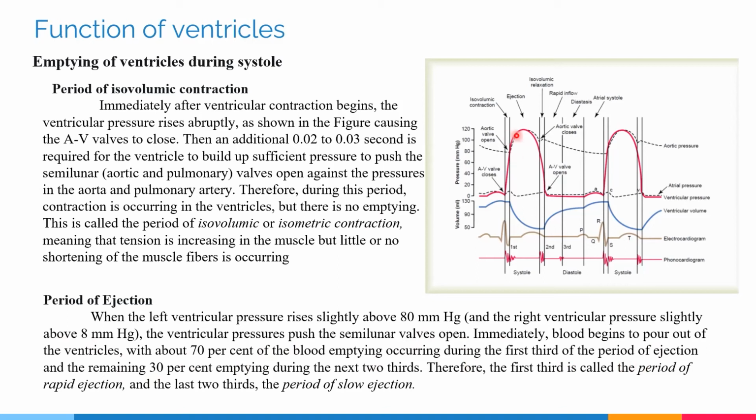So during this time, 70% of the blood is ejected, and the remaining 30% is emptied from the ventricles during the next two thirds of the period of ejection. Therefore, the first third is known as the period of rapid ejection, and the last two thirds are known as the period of slow ejection.